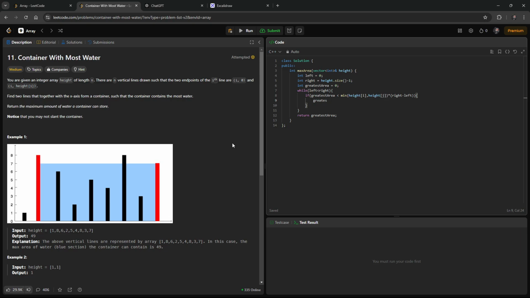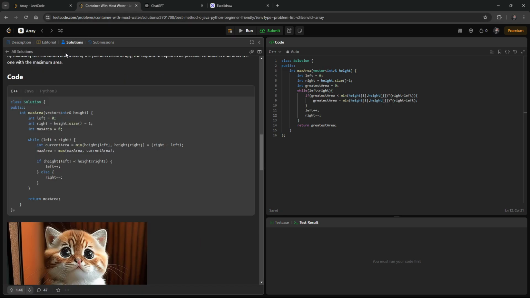Then greatest area, greatest area equals min of height, and after that, if left is less than right, it's always left plus, right minus.